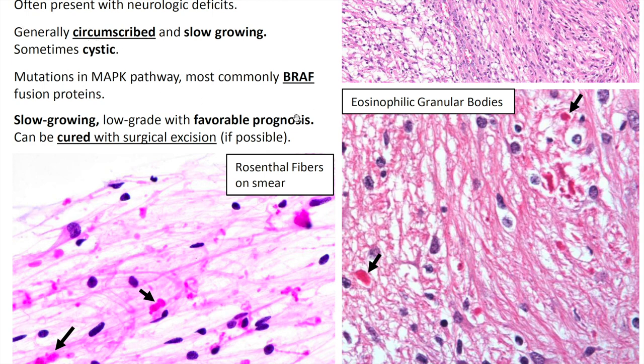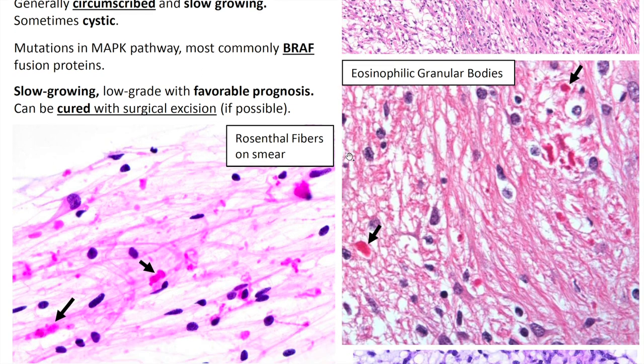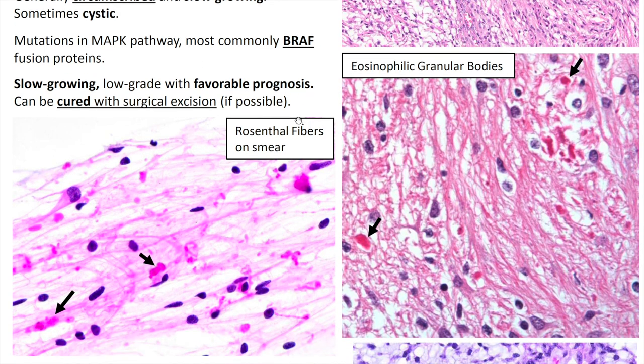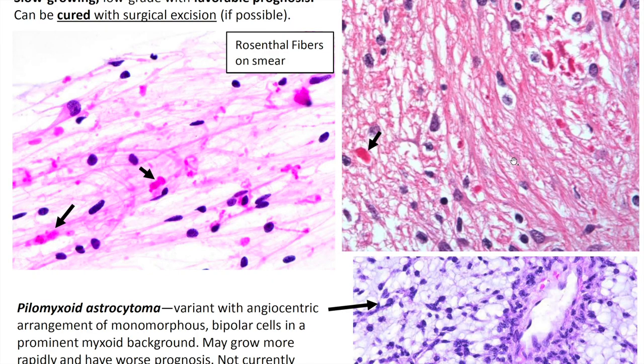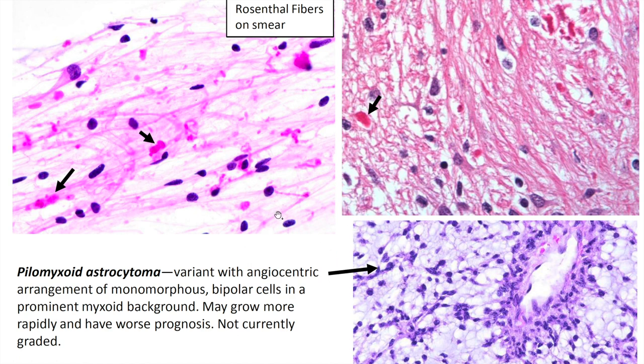Pilocytic astrocytomas are generally circumscribed and slow growing. They're sometimes cystic, with mutations in the MAP kinase pathway, most commonly BRAF fusion proteins. They're slow growing, low grade with a favorable prognosis, and they can be cured with surgical excision if possible. Here's a variant, a pilomyxoid astrocytoma. It's a variant with angiocentric arrangement of monomorphous bipolar cells and a prominent myxoid background. May grow more rapidly and have a worse prognosis, and it's not currently graded.